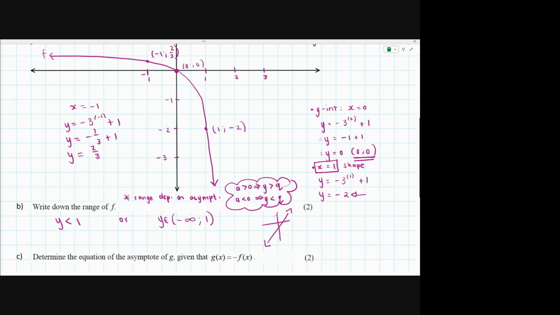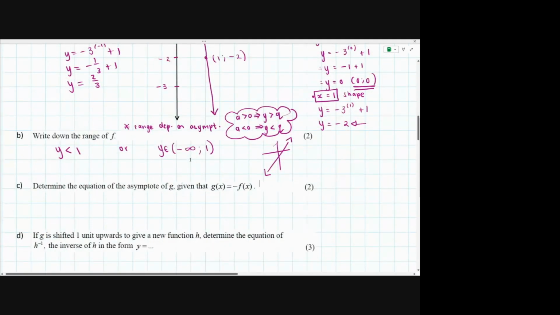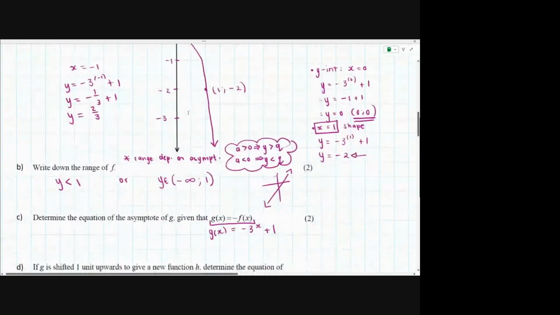Okay, good. Question C says, determine the equation of the asymptote of g, given that g of x is equal to negative f of x. So we're not even going to stress about this first part of the question. We're first going to understand what this is saying to me. So we know that f of x is equal to 3 to the power x minus 1.